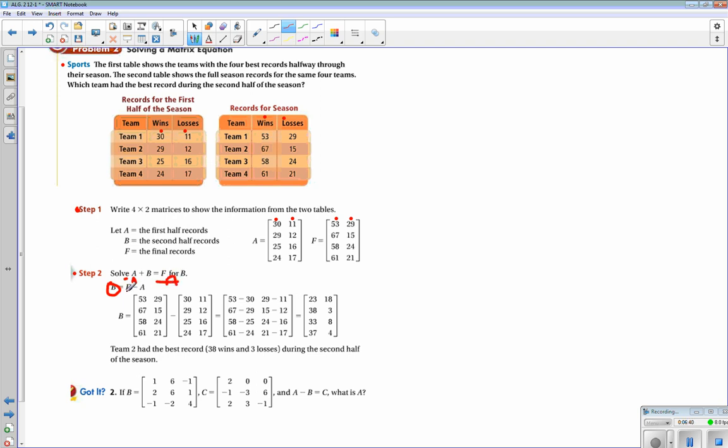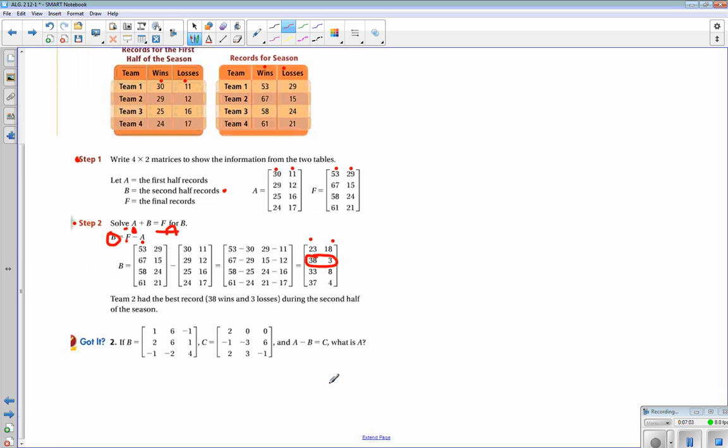So we get F minus A. So when we do that, we get a win-loss record for B the second half of the season. Team 2 had the best record with 38 wins and 3 losses during the second half of the season.